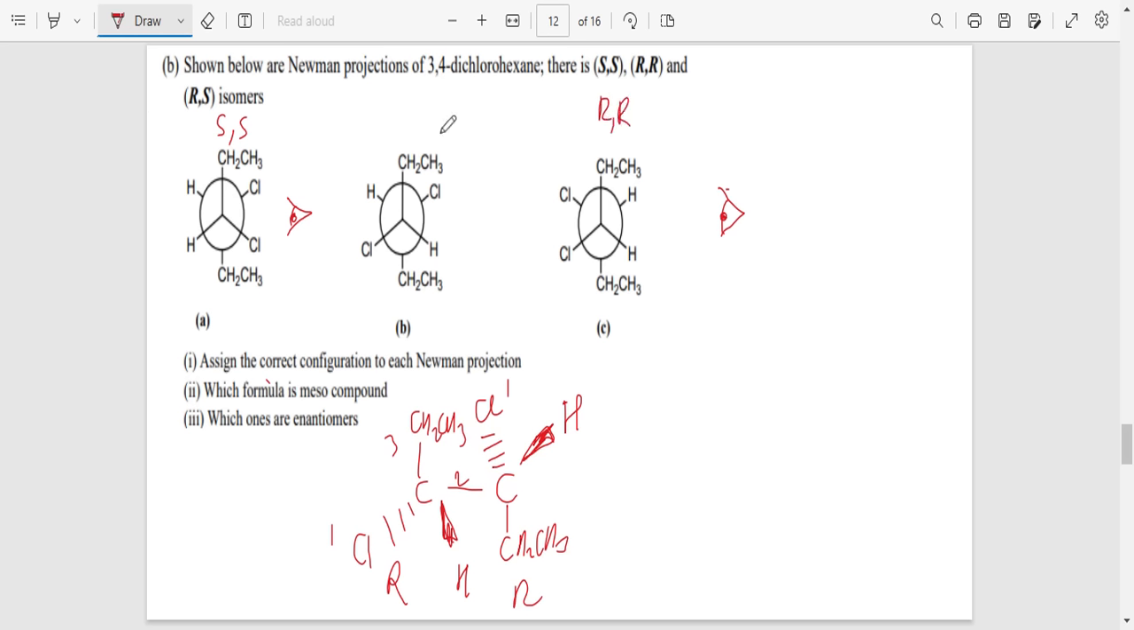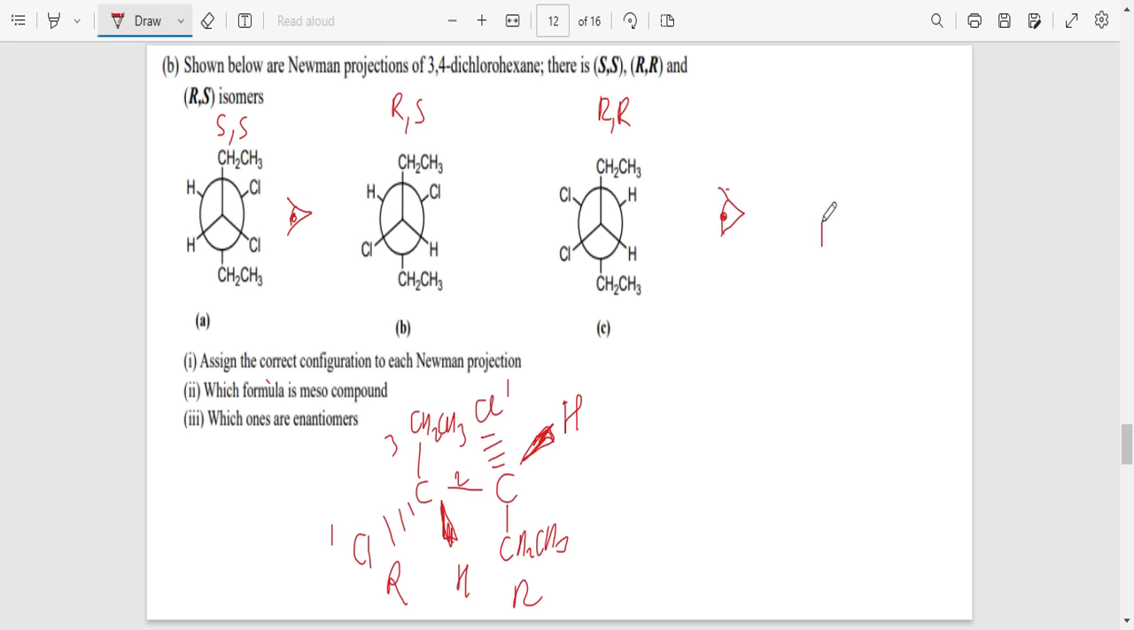Now, since this is S, comma S, this is R, comma R, definitely this is going to be R, comma S. We can determine that using the same way we've done. Which formula is the meso compound? The meso compound has both the R and S configuration, meaning that its optical activity combined is going to be 0. You have the same one in the same sample.